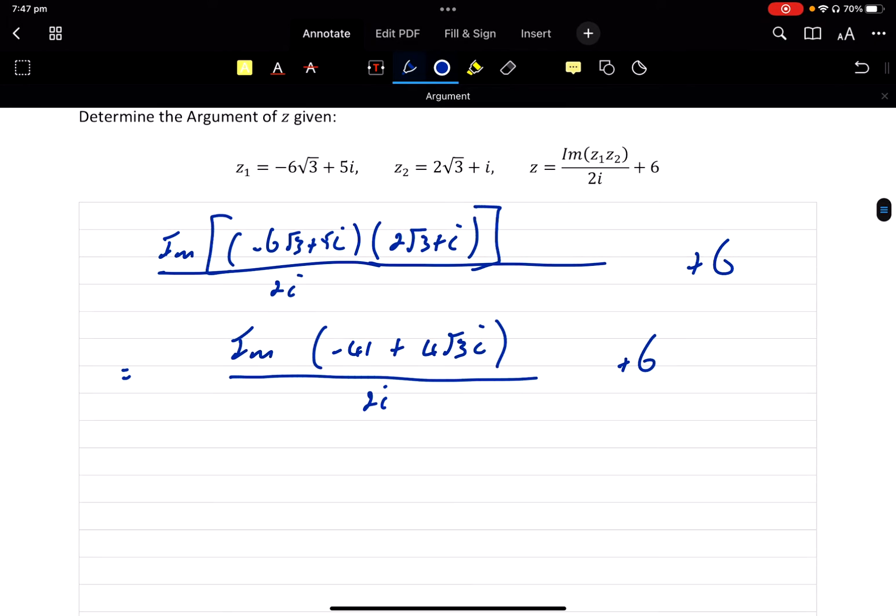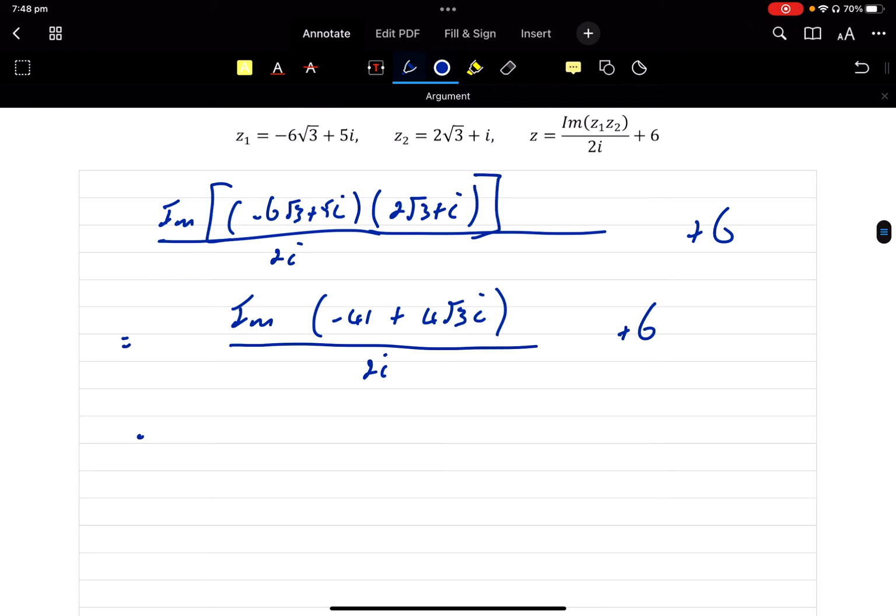Okay, so what's the imaginary component of that? It's going to be 4 root 3. Remember, the imaginary component is just the number in front of i. It does not include the i, so it's just 4 root 3.